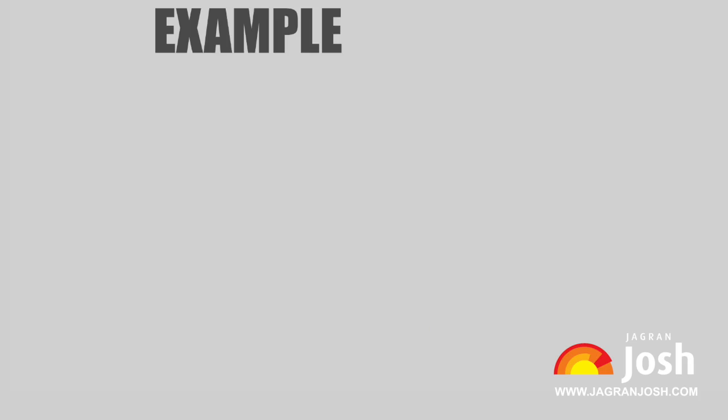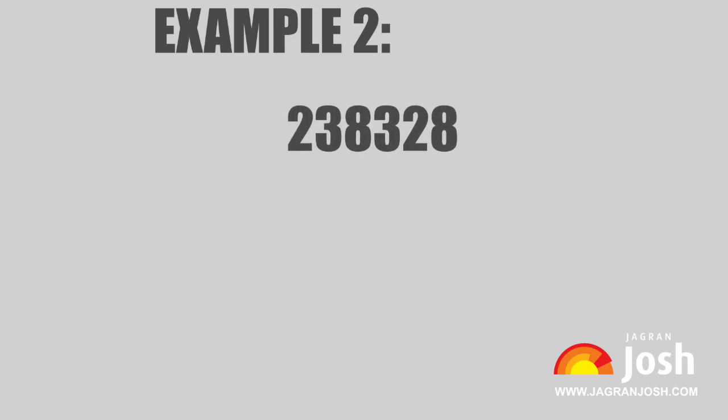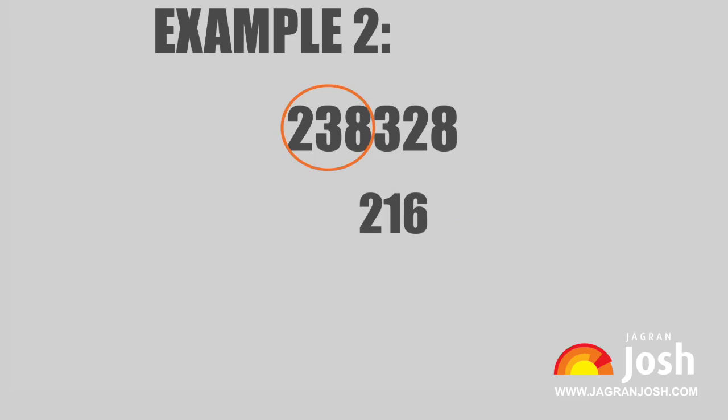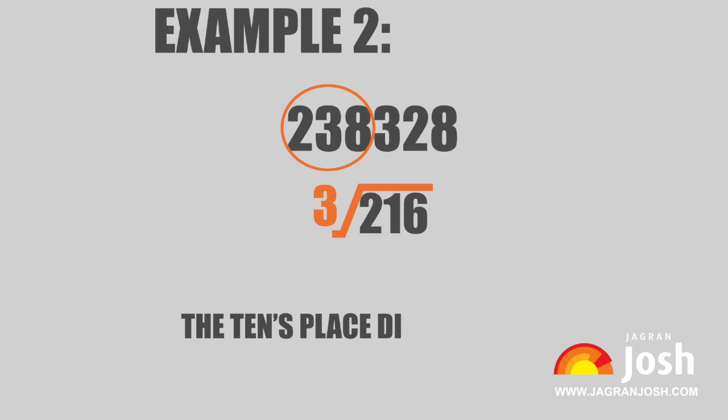Another example. Let us now find the cube root of 238328 with the same method. The unit digit will be 2. Now strike off the last 3 digits of the given number. Now find the nearest cube of the first 3 digits from the left. That is 238. The nearest cube is 216. Now, 216 is the cube of 6. Therefore, the tens place digit will be 6. So the answer is 62.